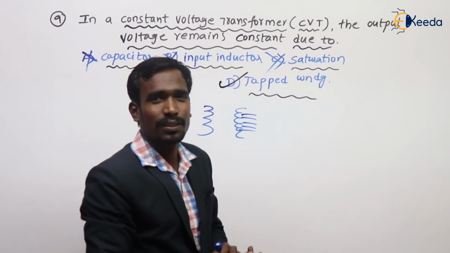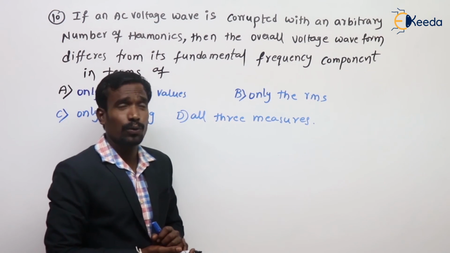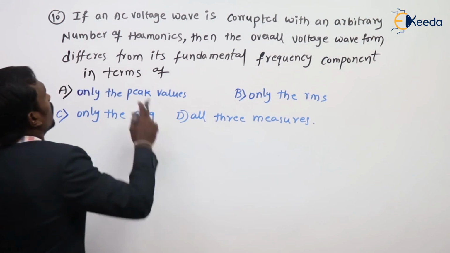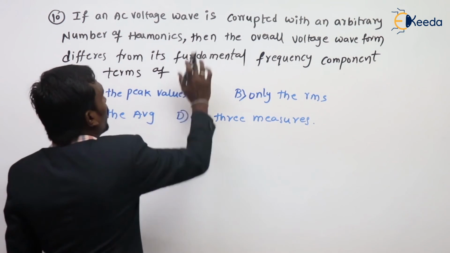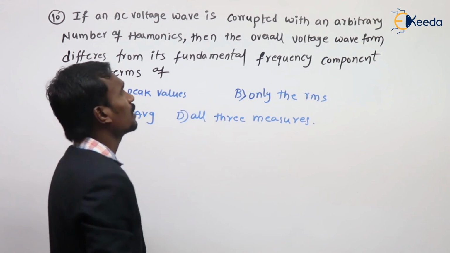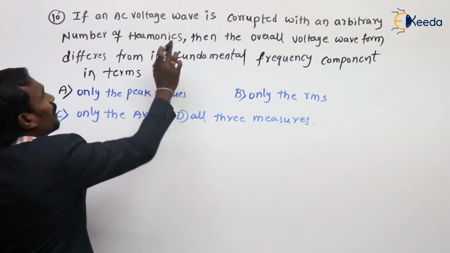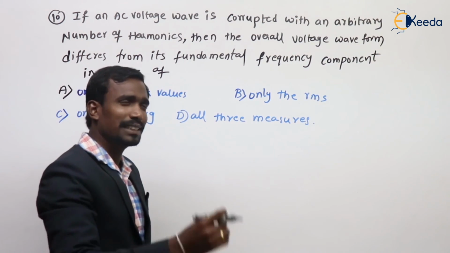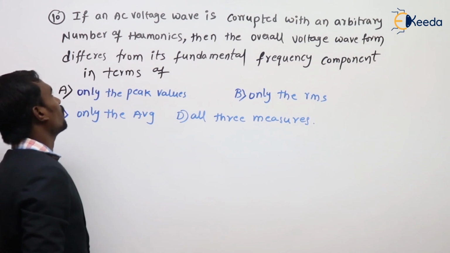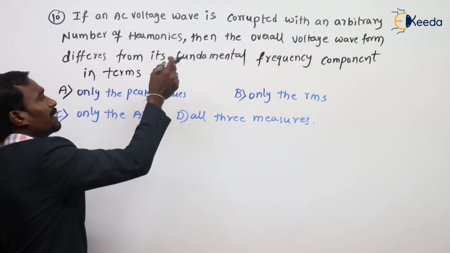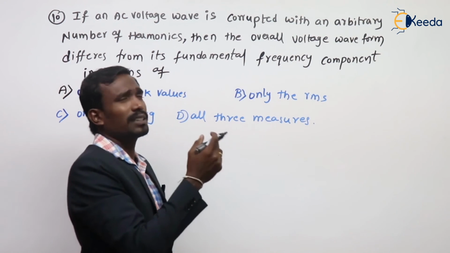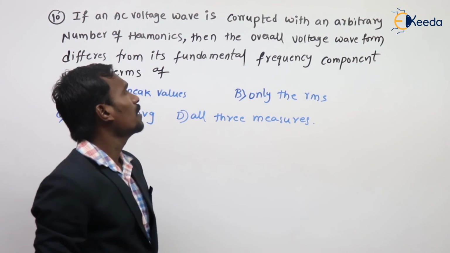Okay, very simple question. See this video. A different problem, different question. If an AC voltage wave is corrupted with an arbitrary number of harmonics, then the overall voltage waveform differs from its fundamental. Yes or no? Yeah, absolutely. This differs from its fundamental.